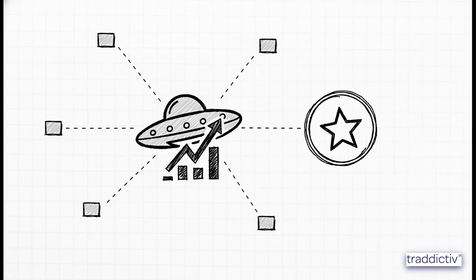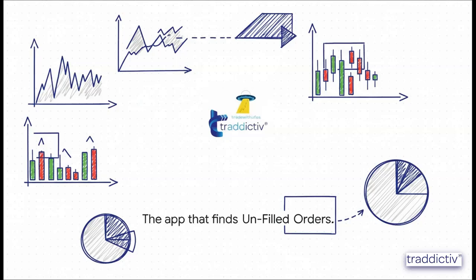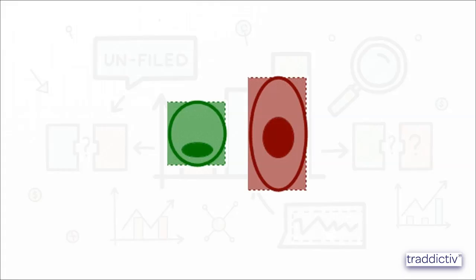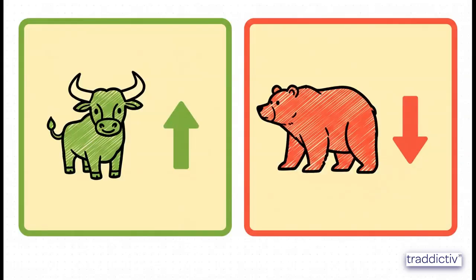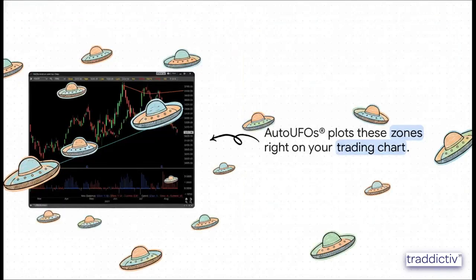And that is exactly what Auto UFOs is designed to do. It finds these zones for you. The whole point is to automatically plot these unfilled order zones right on your chart. And check this out. It uses a really simple color code to help you spot them. It's super straightforward. Green suggests potential buy orders, and red suggests potential sells. So you'll see these zones pop up on your chart as UFO bands and flying saucers.